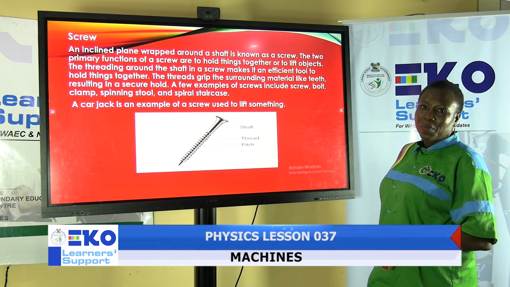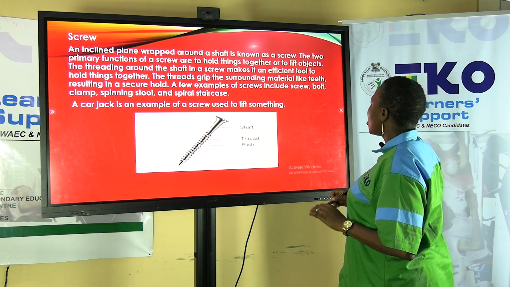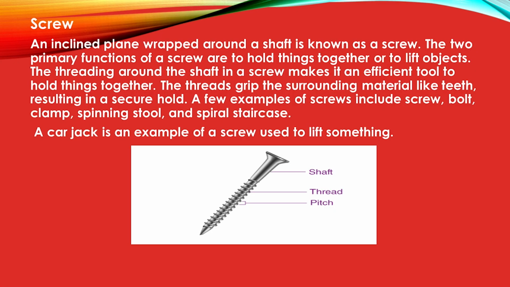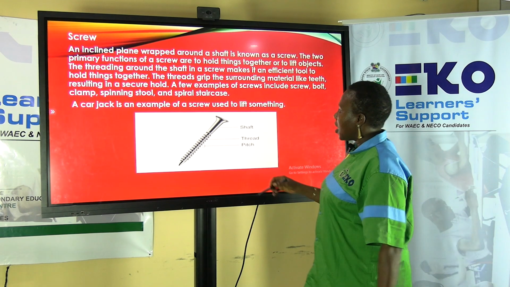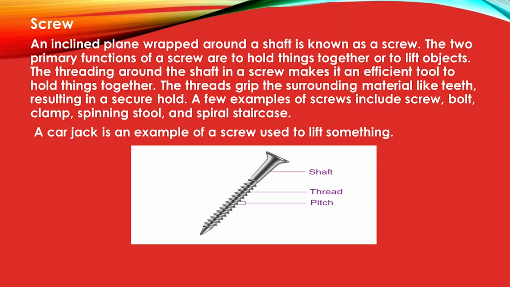The screw. An inclined plane wrapped around a shaft is known as a screw. The two primary functions of a screw are to hold things together or to lift objects. The threading around the shaft, as you can see, makes it an efficient tool to hold things together. The thread grips the surrounding material like teeth, resulting in a secure hold.